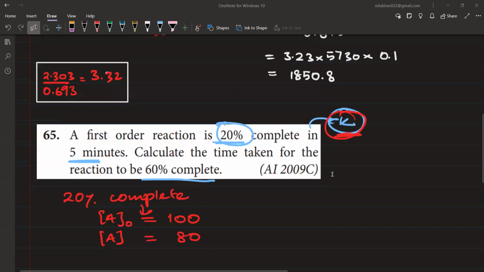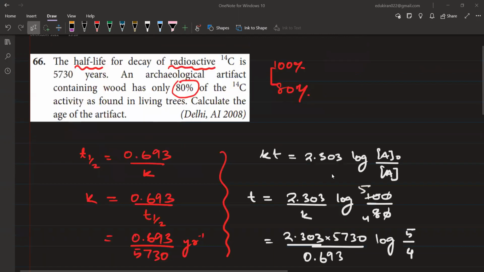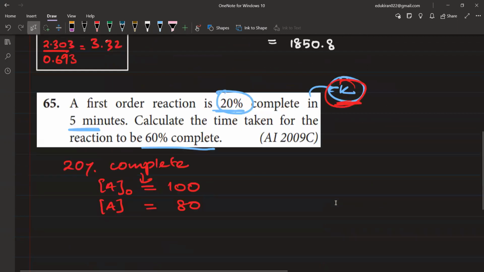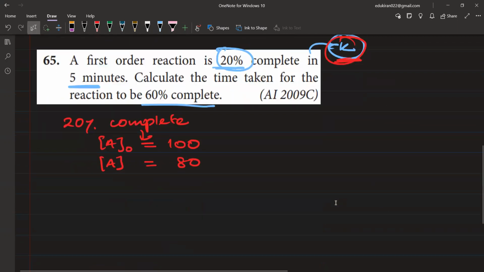In the previous question also, they were hinting you about the k by giving you this particular information, that the half-life is this much. So there are multiple ways in which they can hint you towards the rate constant. Either they will give you one situation in which they are giving you time and the percentage of the reaction is complete, or sometimes they will be giving you half-life. Okay, so these are the things that they are going to give you, but again, all of these will be hinting towards your k.